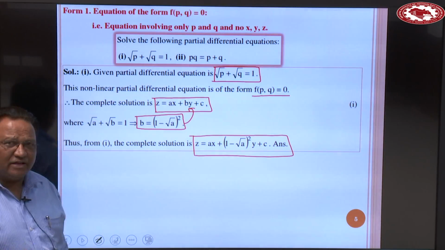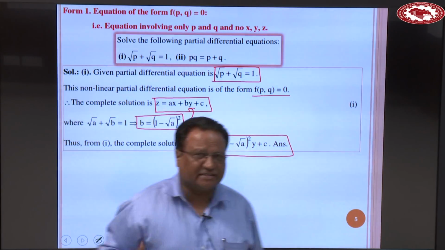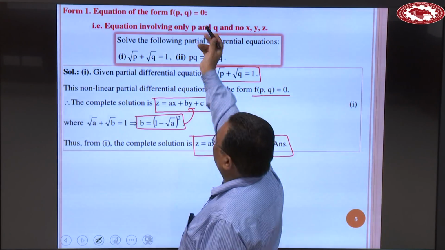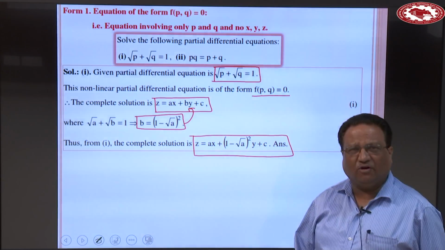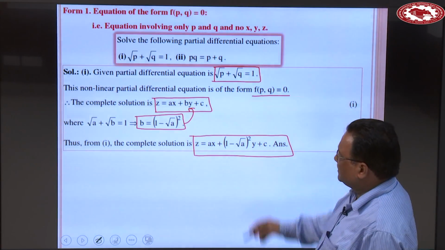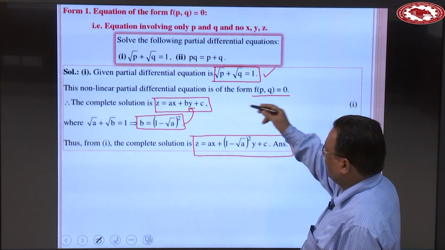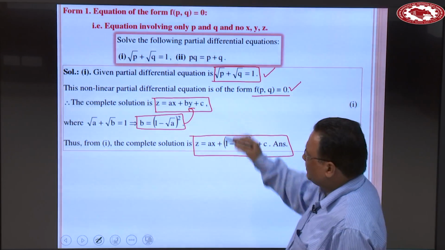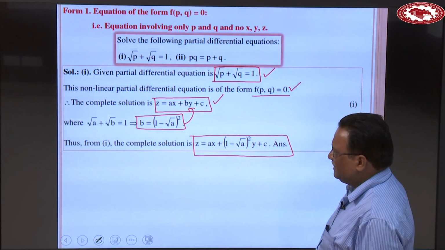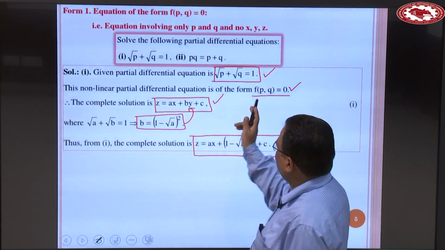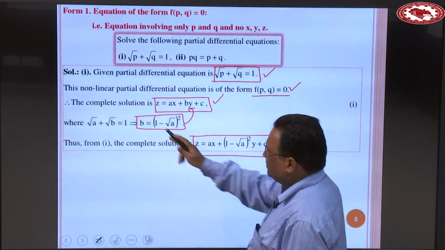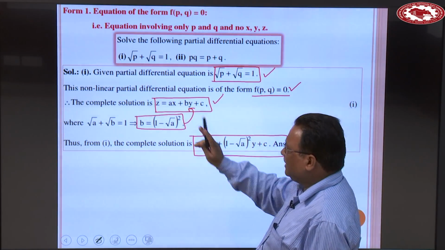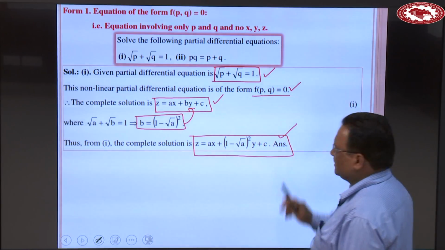So in this way you can find the solution of these types of non-linear partial differential equations. First write the differential equation. Compare with the standard form. Then the complete solution, as we know, is z is equal to ax plus by plus c, where f(a, b) is equal to 0. So under root a plus under root b is equal to 1, means b is equal to (1 minus under root a) square. So substitute this value here, and you will get the solution.